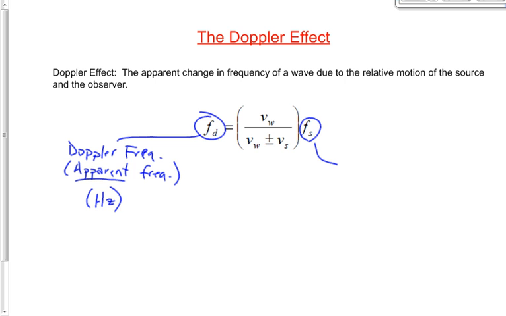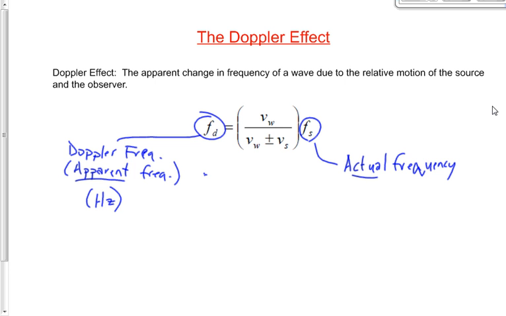Fs is the frequency of the source. It's the actual frequency. So if the frequency of that car horn was 400 hertz, it would appear to be 420 when it's coming towards us, or something like that. The apparent frequency, or the Doppler frequency, is the 420 number.